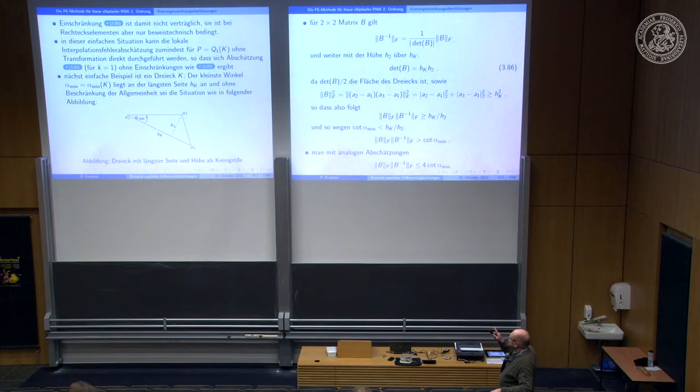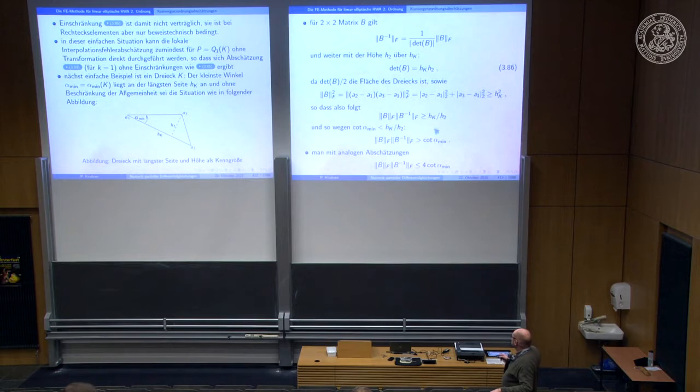What do we have to do? For example, if we look at the cotangent of the angle, this is the cosine over the sine, and this is then the adjacent leg over the opposite leg, and the length of the adjacent leg can be estimated by hk, so we have this estimate here.